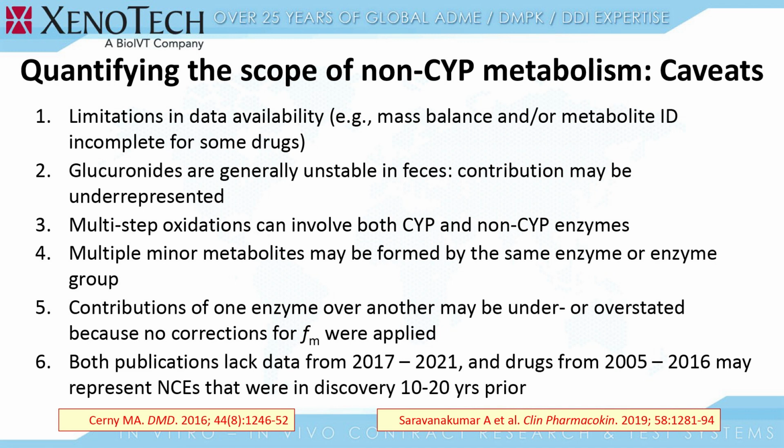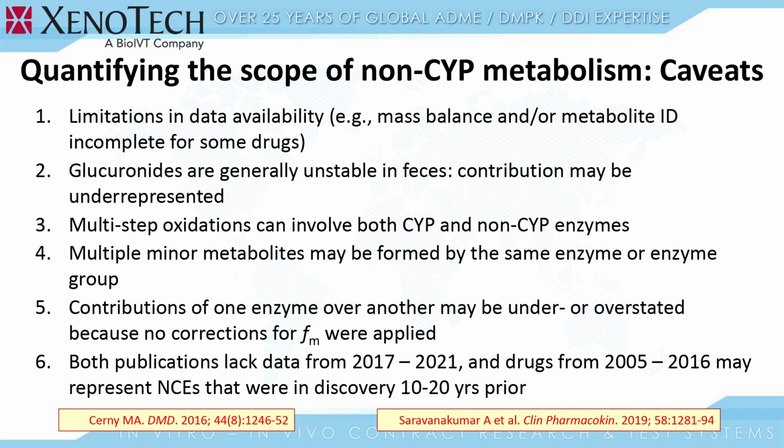Contributions of one enzyme over another may be over or underestimated because no corrections for fraction metabolized were applied. So either the fraction metabolized wasn't required for the study, or the data were not available for some other reason.